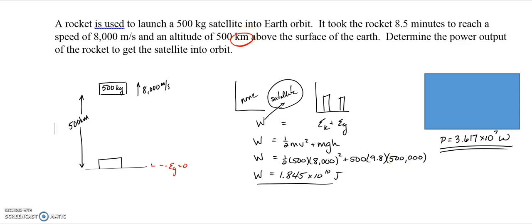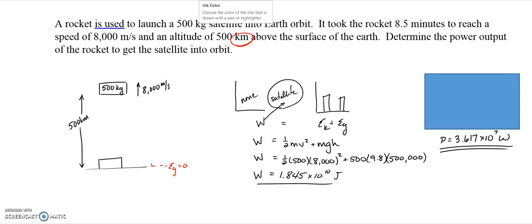When you do your math, you get 1.8475 times 10 to the 10th joules. So that's how much work was done. So now you got to do that secondary equation because power equals work divided by time. So now we can solve for that.